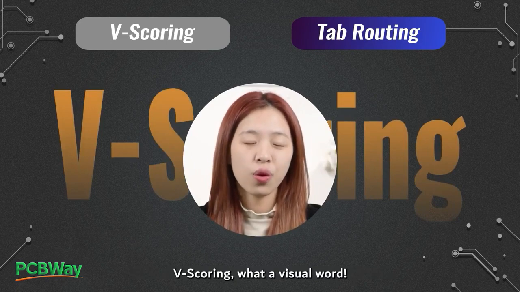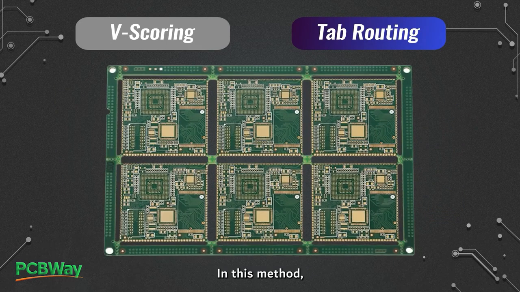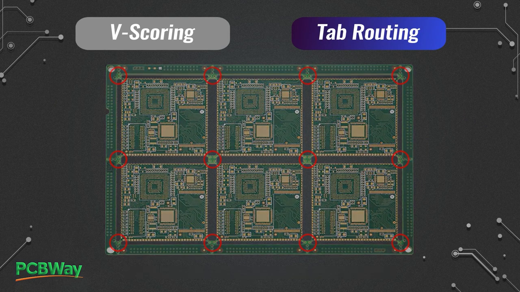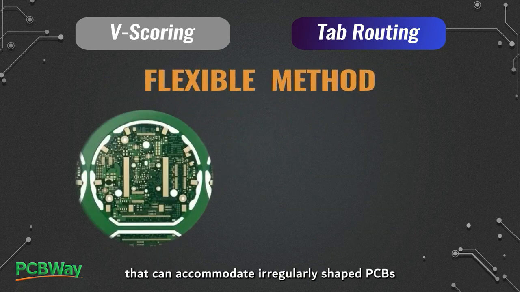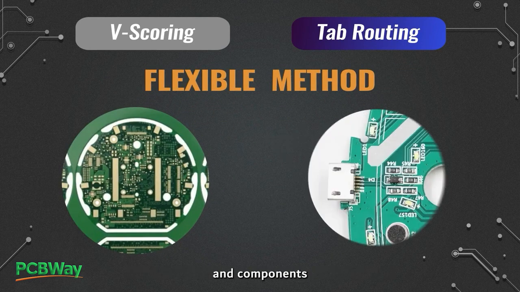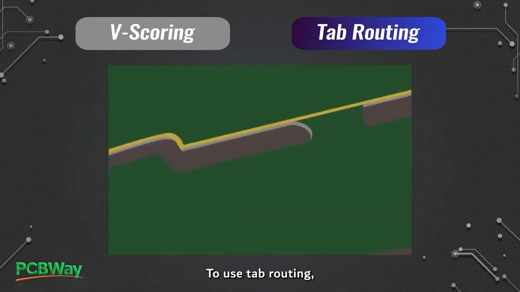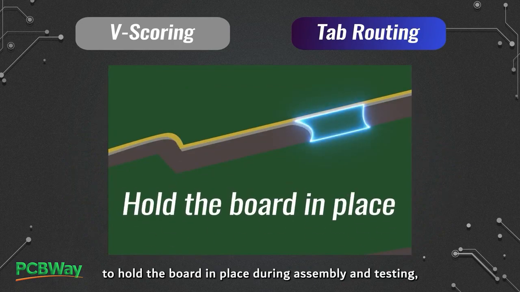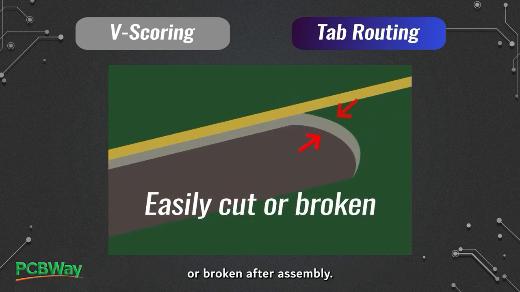V-scoring, what a visual word. Then, what about tab routing? In this method, tabs are created along the edges of each board. Tab routing panelization is a flexible method that can accommodate irregularly shaped PCBs and components that extend beyond the edge of the board. To use tab routing, the tabs must be designed to be strong enough to hold the board in place during assembly and testing, but also thin enough to be easily cut or broken after assembly.